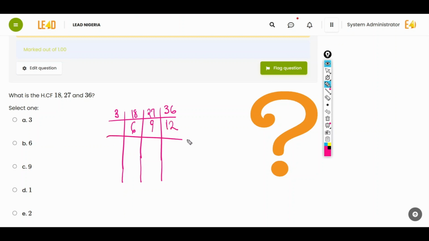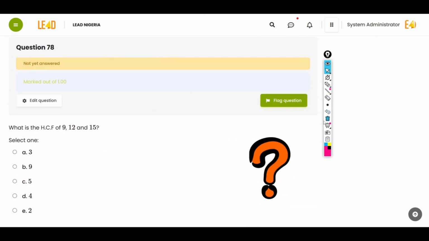And I think 3 can divide all of them again. 3 in 6 is 2. 3 in 9 is 3. And then 3 in 12 is 4. All right, so there's no other number that can divide all of them. So our HCF, our highest common factor, is just 3 times 3, which gives us 9. So our highest common factor is 9.